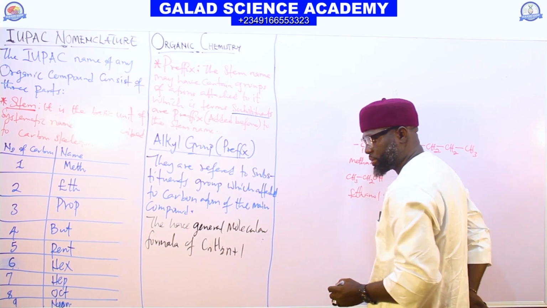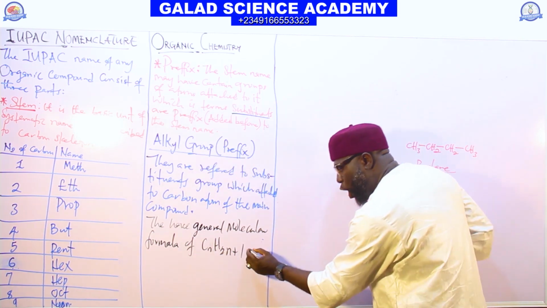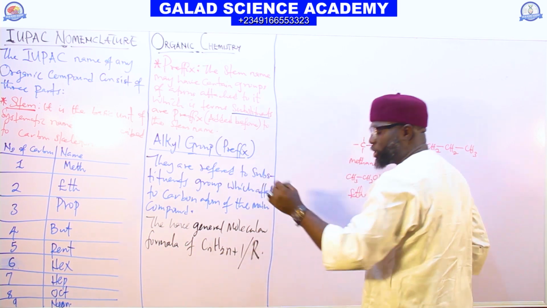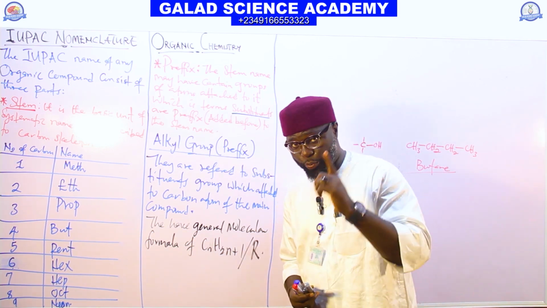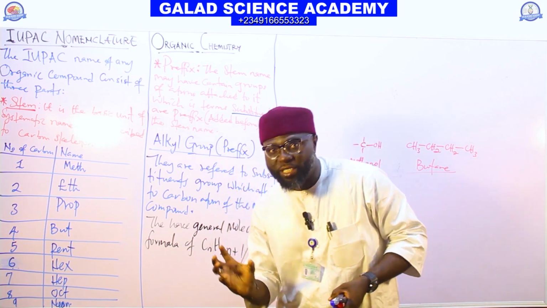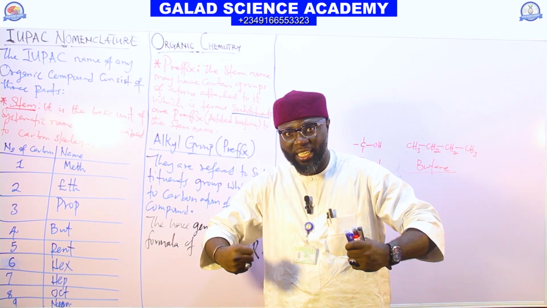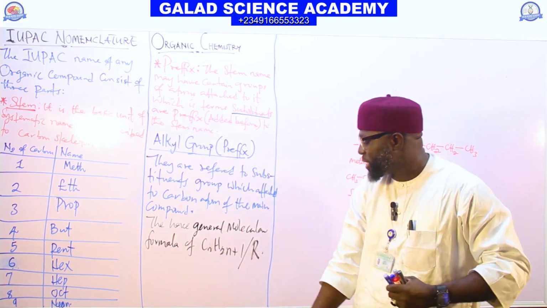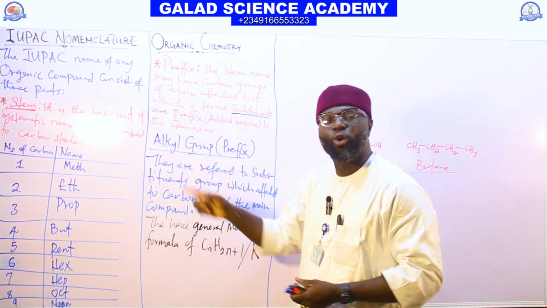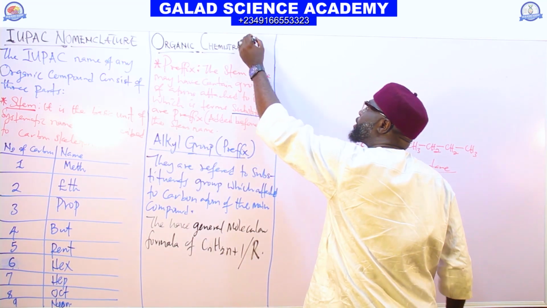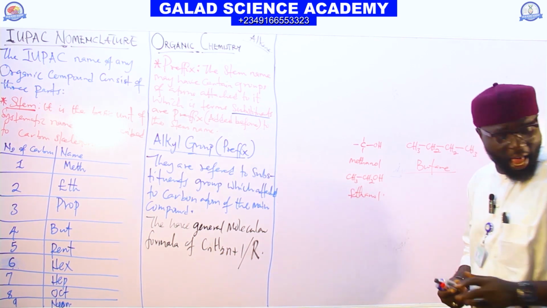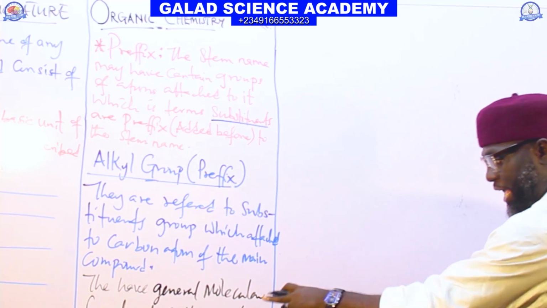CnH2n+1. This is the general formula for the alkyl group, or we always use capital letter R to denote them. I've explained this alkyl group in functional groups. So alkyl groups are also called substituted groups. They always attach themselves to the main carbon skeleton of organic compounds. And the general formula for this alkyl group is CnH2n+1, and we call them R. And this alkyl group, they are derivatives of a compound called alkane. We derive them from the word alkane.